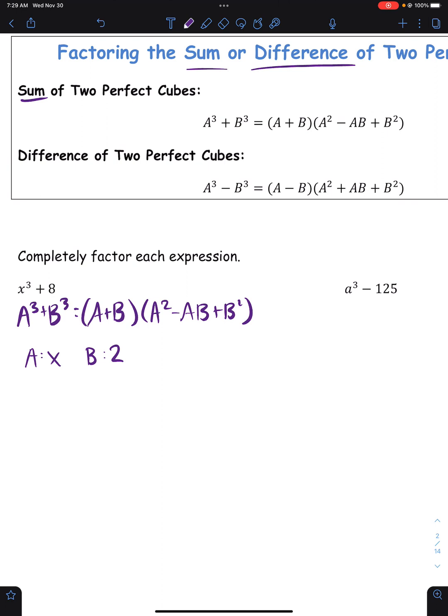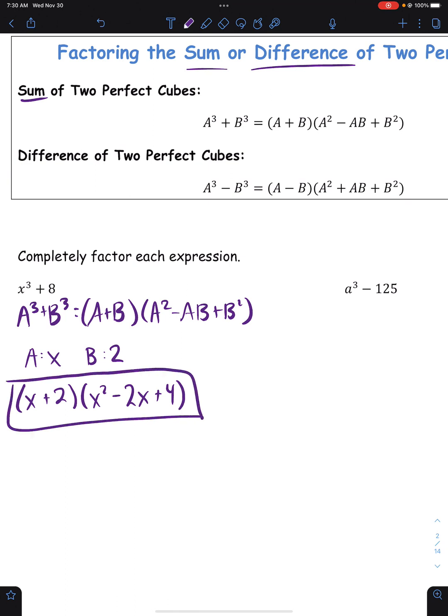Now I can just plug that in for A and B. So I have A is x, B is 2. Keep going. A squared would be x squared, minus A times B would just be 2 times x, or 2x, plus B squared, which is 2 squared, which is 4. And that's literally all you need to do. Make sure you can't factor anymore. X plus 2 can't factor. X squared minus 2x plus 4 can't factor anymore. So I'm done.